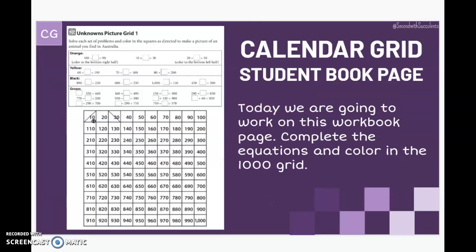Today, we are going to work on this workbook page to complete the equations and color in the thousands grid. This is page 87 in your Number Corner books. It is Unknowns Picture Grid 1. Before I let you work on your own, we'll solve some of these problems together. Let's take a look at this page.